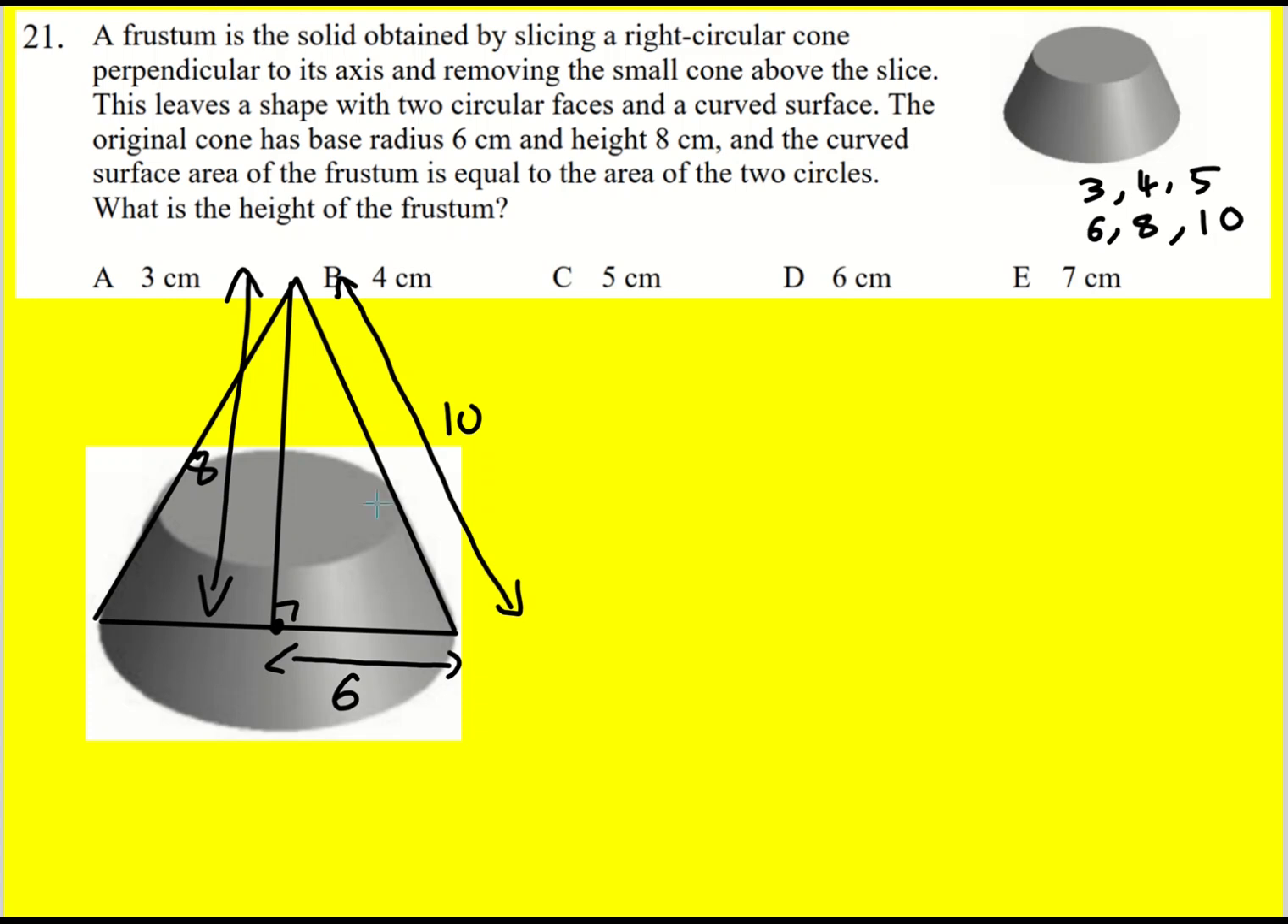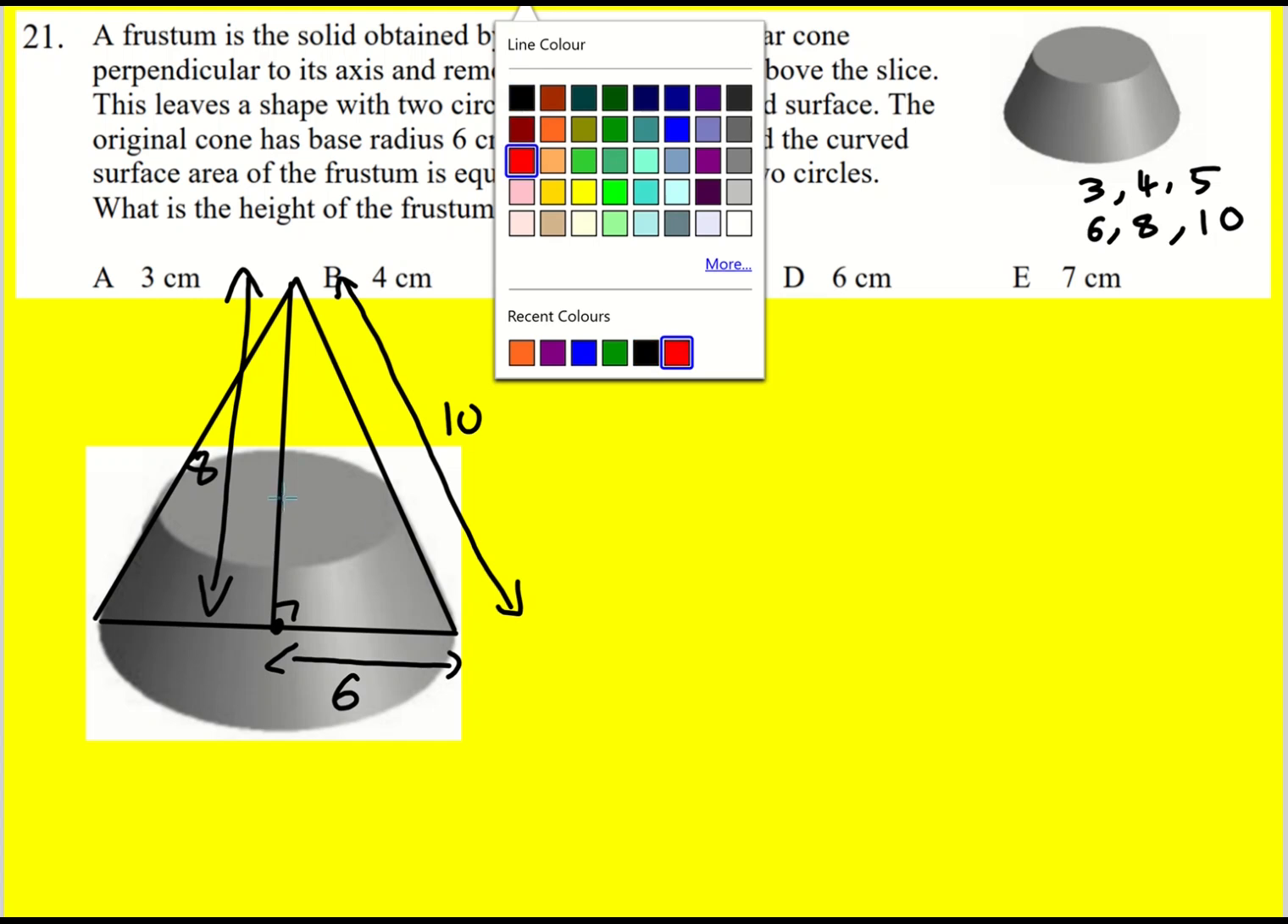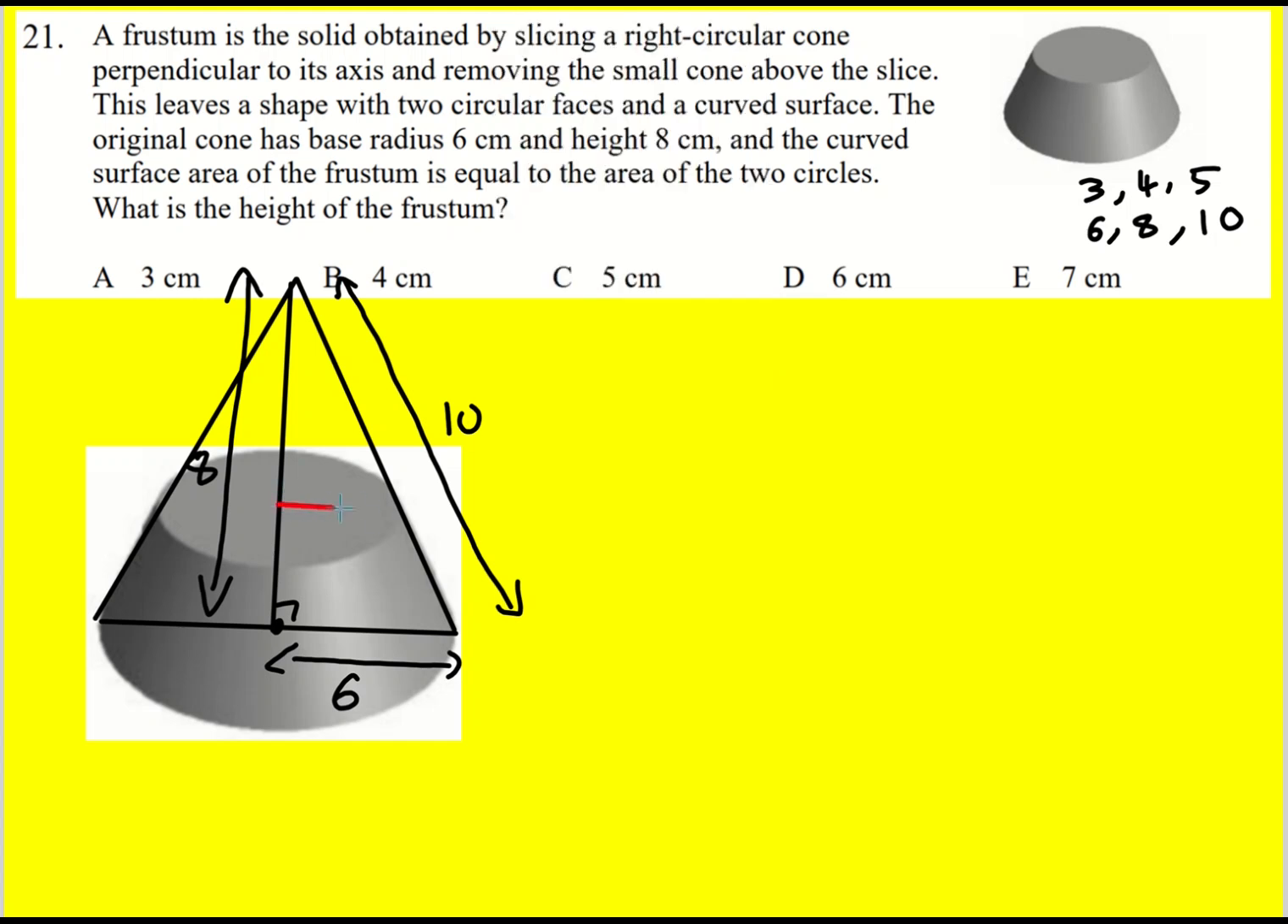I just want to also, if I'm taking away the curved surface area of the cone that I've removed, I just need to draw another triangle. So this is going to be from the center of the circle at the top. I'm going to create this red triangle, and I don't know the radius of that. That's going to be r. And then let's say the height of that cone is going to be h.